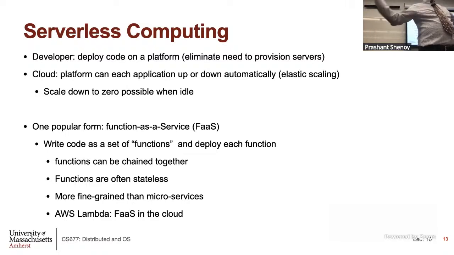Now, because your application might have multiple functions, not just one, you can chain these functions together. So you can write your application as a set of functions, where requests come in and you invoke the first function. That function can then invoke another function, and then that can invoke some more functions, and then responses are generated and so on.